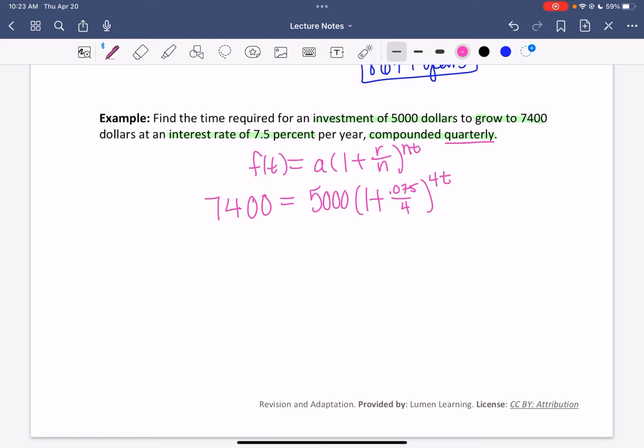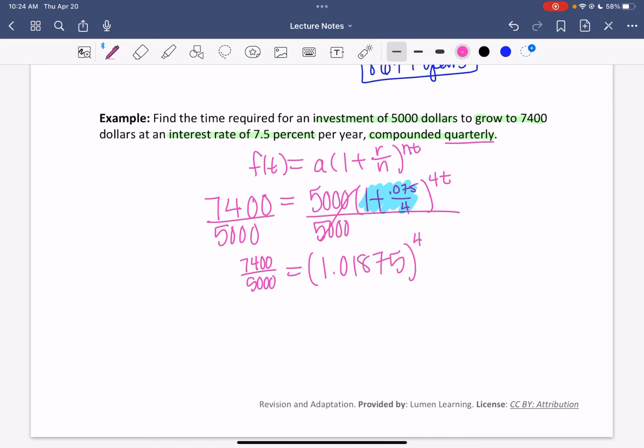So we've done problems like this in earlier discussions, but we didn't have it where we had a t we were solving for. But now with our skill set of being able to solve for that exponential using our logs, we're able to solve a problem like this. So I'm going to divide both sides by 5,000. And that gives me 7,400 over 5,000 equal to, let's see, that would be looking at this value right here, the 1 plus 0.075 divided by 4 gives me a value of 1.01875, just to condense that down to the 4t.